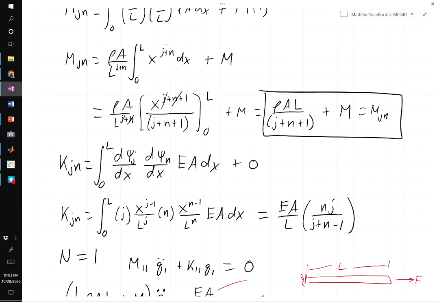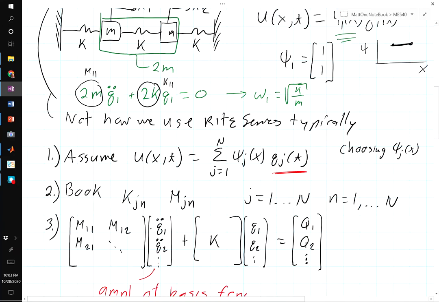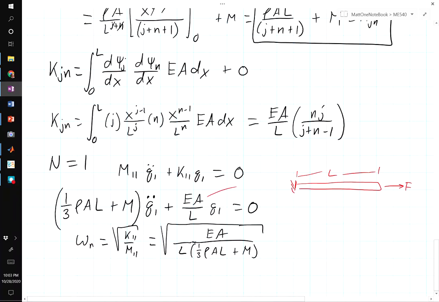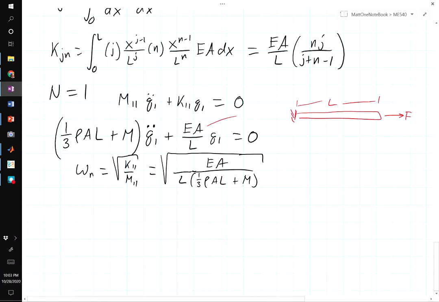So that's the same stiffness we would come up with if we decided to write this as a lumped system, like right here, right? K would just be EA over L. So far, the Ritz series has done basically exactly what we would do if we were approximating this as a lumped system. Notice, though, the mass is not just m, but it's taking 1/3 of rho AL. This is the total mass, right?